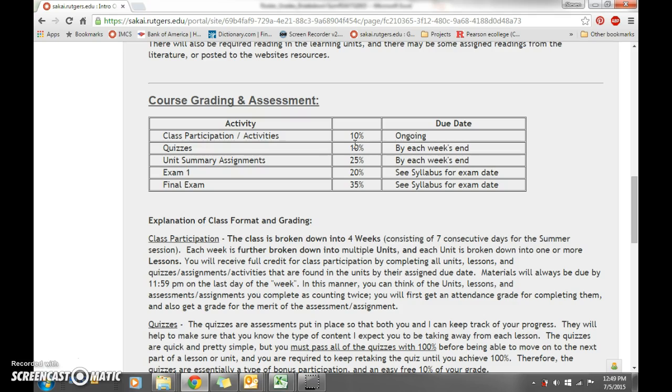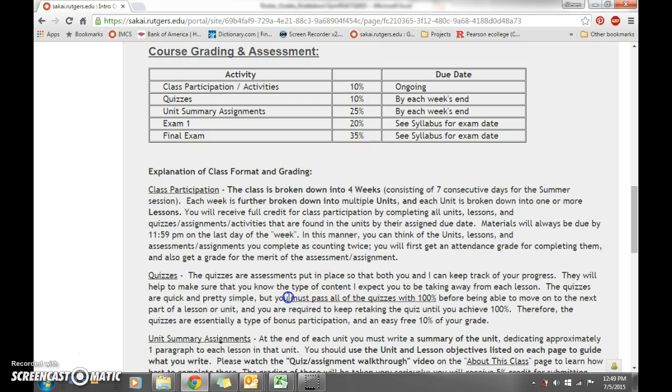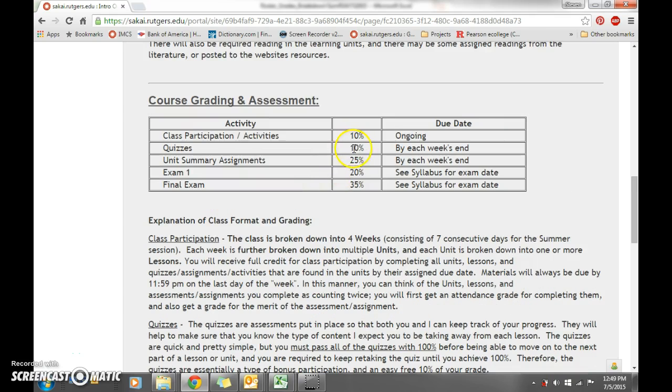And so the catch with the quizzes is you need to pass them. You must pass the quizzes with 100%. It's just a few quick questions, but you need to get them right, because if you get them wrong, I want you going back and looking at what you did wrong and knowing what the take-home message was for that lesson. It's a good way for me to make sure that you do that. And since you have to pass them with 100%, that's another easy 10% of your grade.